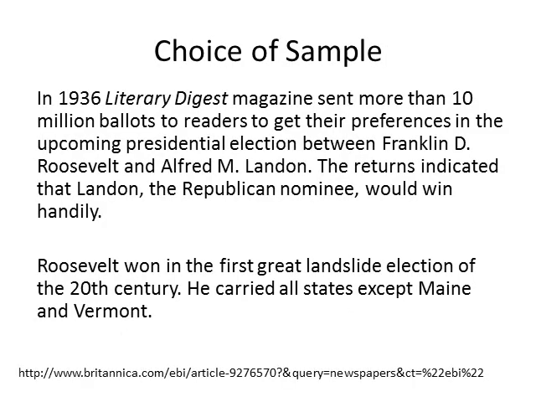And here's an example where the choice of a sample can be misleading. In 1936, Literary Digest magazine sent more than 10 million ballots to readers to get their preferences in the upcoming presidential election between Franklin D. Roosevelt and Alfred M. Landon. The returns indicated that Landon, the Republican nominee, would win handily. However, history shows us that Roosevelt won in the first great landslide election of the 20th century. He carried all of the states except Maine and Vermont.